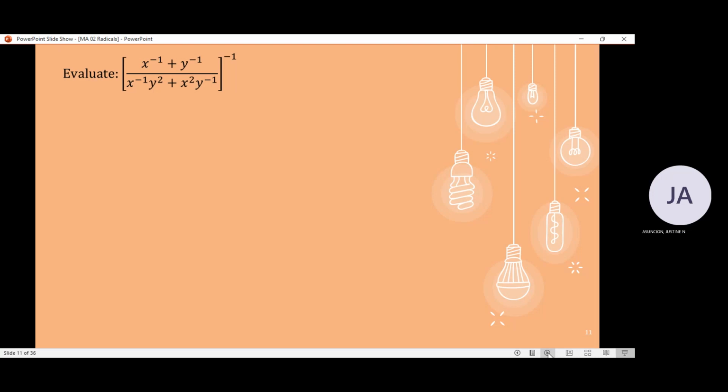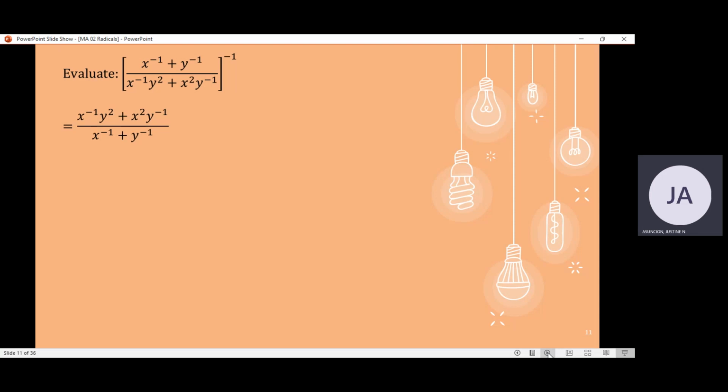Okay, and then we have here the last one: the quantity x raised to negative 1 plus y raised to negative 1 all over x raised to negative 1 y squared plus x squared y raised to negative 1, all raised to negative 1. Okay, so applying again the laws of exponents, specifically the negative exponent, reciprocal. Let's reciprocate this. So x raised to negative 1 y squared plus x squared y raised to negative 1 all over x raised to negative 1 plus y raised to negative 1.